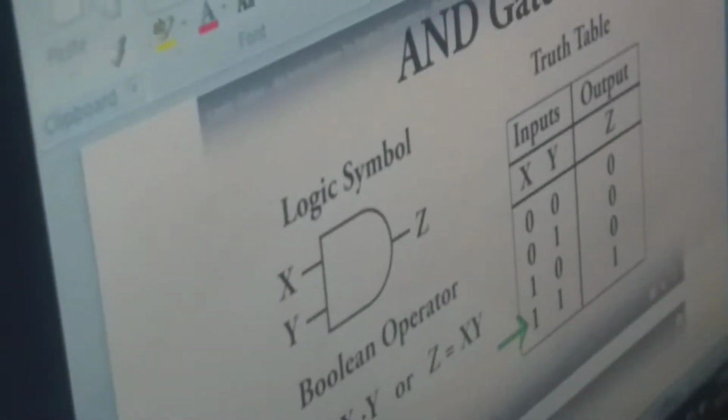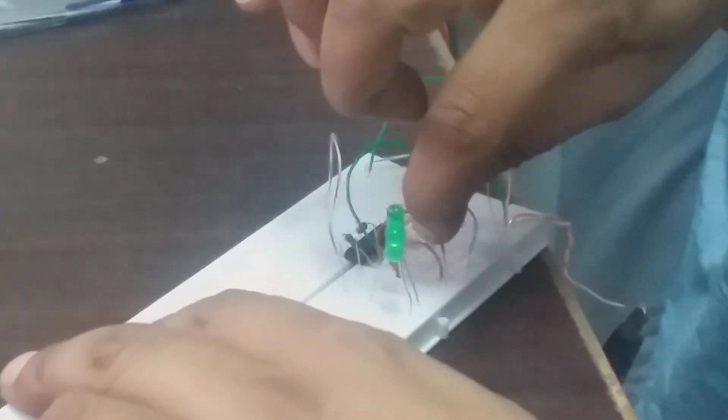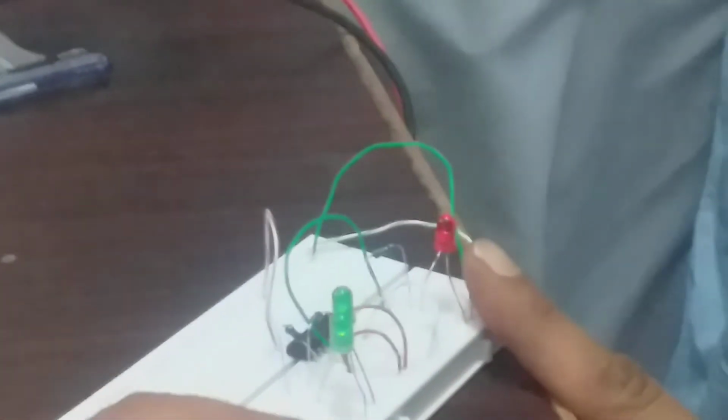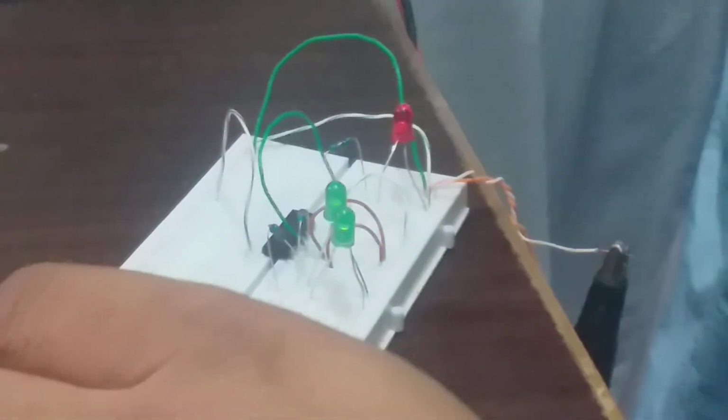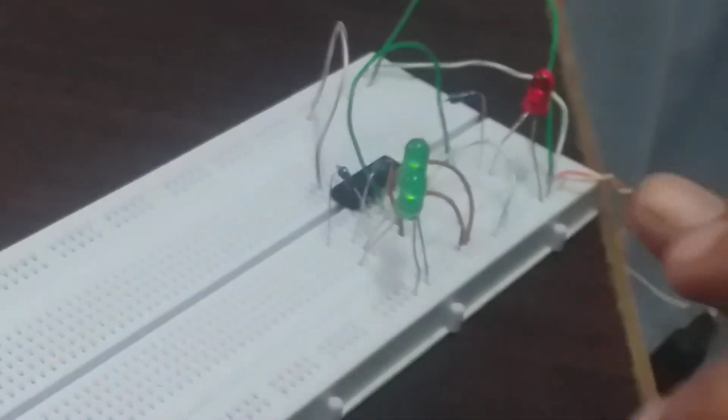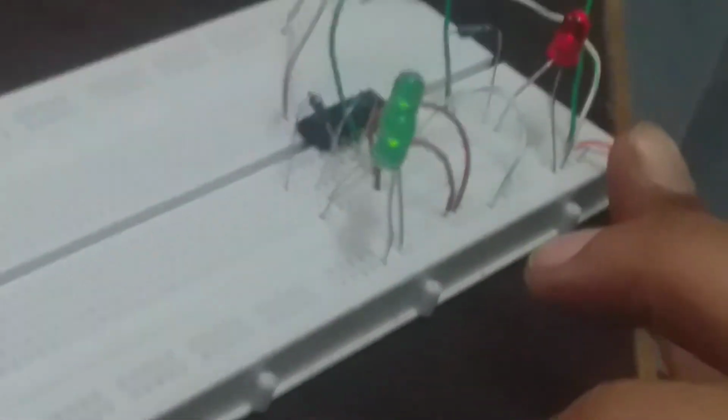Now the last combination is left, that's 1, 1. So I move the long brown wire to positive here. You see now 1, 1, and the output is also 1. The 3 LEDs are glowing. If you picture it from this side, they are more clear, right? Both inputs are high, so the output is high.